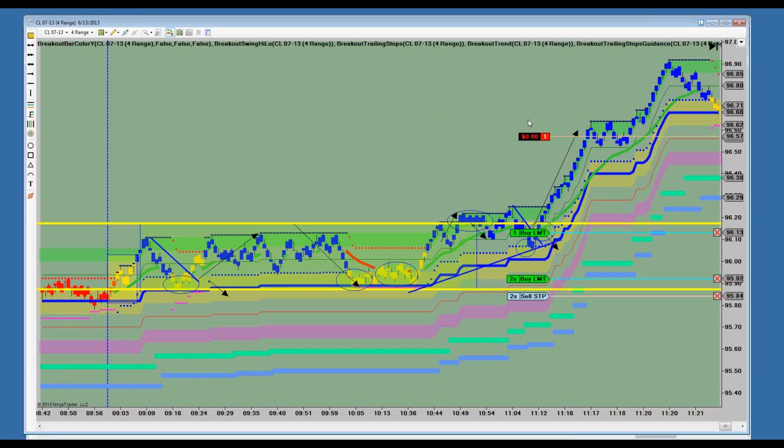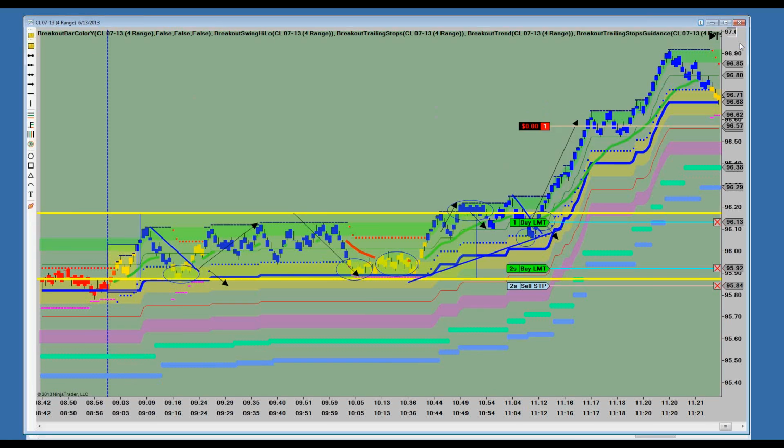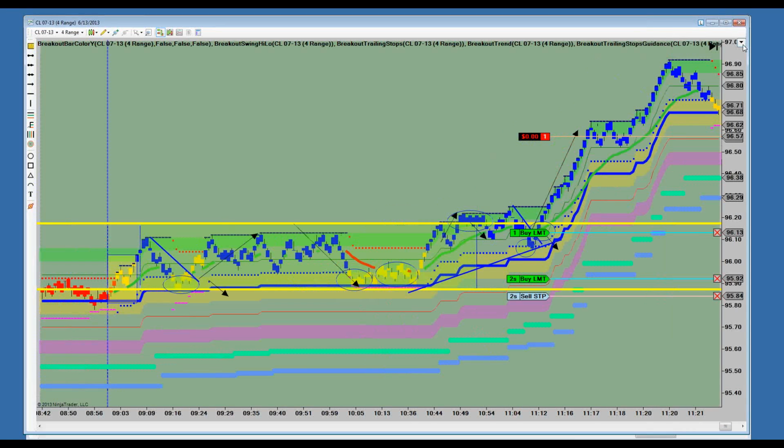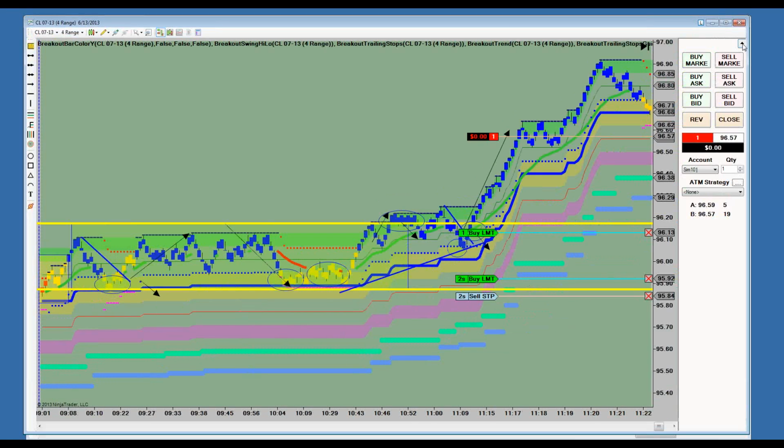Nope, I got filled. Let's make sure I'm in sim. Hold on. Yeah, sim. Okay, that's good. And we don't want to be trading now. Spreads, how much liquidity we have here. A couple of ticks spread.